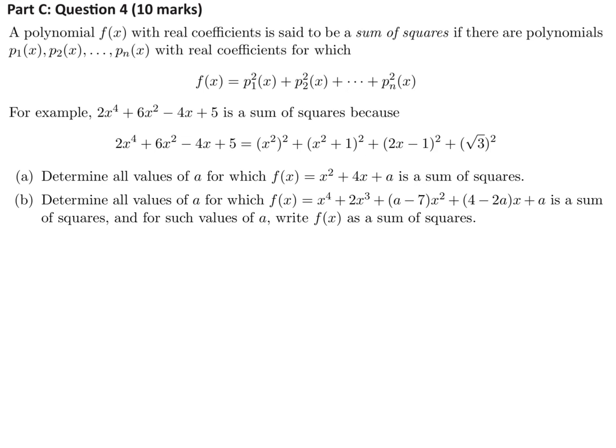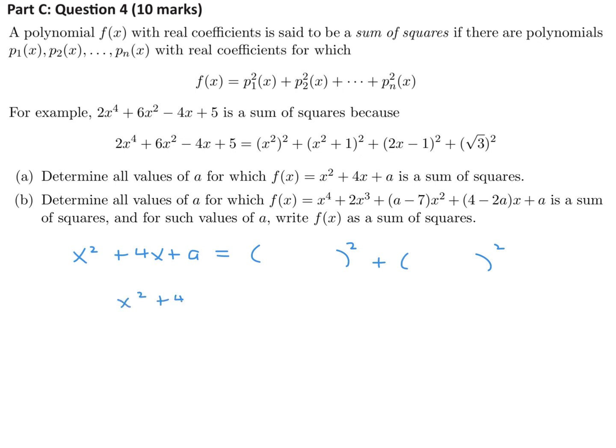Determine all values of a for which f(x) = x squared plus 4x plus a is a sum of squares. Okay, so we basically have to show that x squared plus 4x plus a is equal to something squared plus something squared, right? By definition. Okay, so let's see if we can do that.